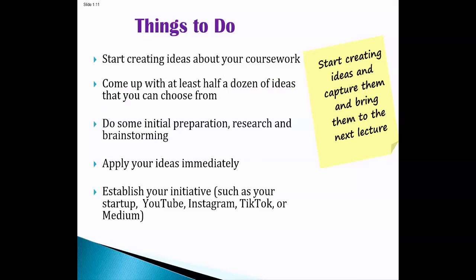So start creating your ideas, brainstorm, do your experiments, apply your ideas immediately, establish your initiative, whatever it is, startup, your YouTube channel, your Instagram, your TikTok, your book, whatever you wish to create, online store, do it right away. Start it right away this week, okay?